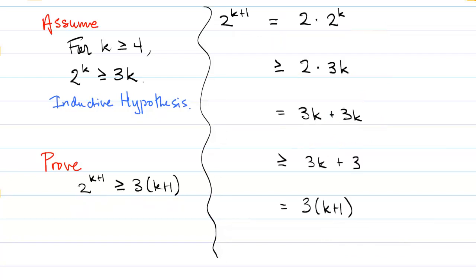Now here are the steps of the proof filled in. The first step is to separate out a factor of 2. This equality holds because 2 to the 1 times 2 to the k is equal to 2 to the k plus 1 because the exponents add.